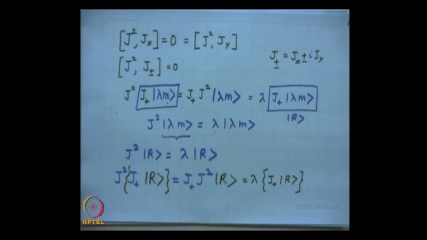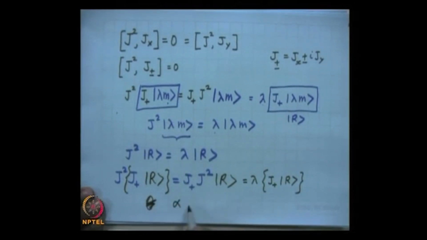If it becomes a null ket, then of course, it is a trivial solution, because a null ket is always an eigenket and anything can be an eigenvalue. As I had mentioned earlier, any operator alpha operating on a null ket is always 0. So, this is a trivial solution.